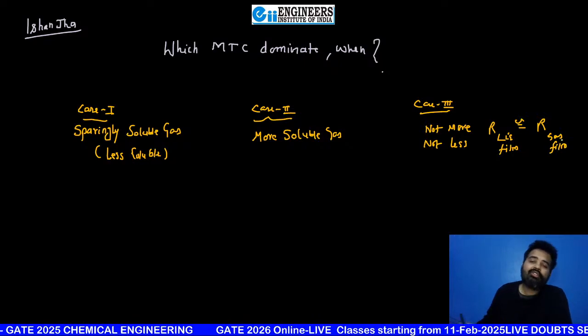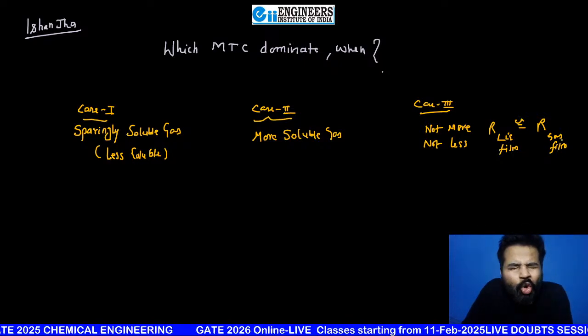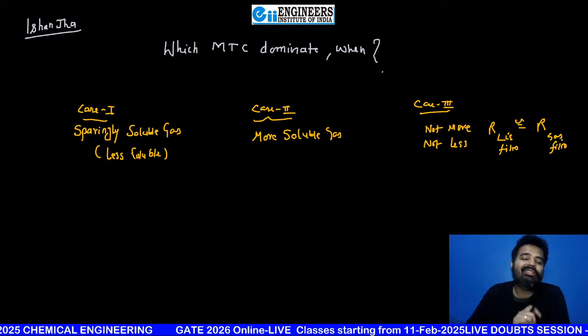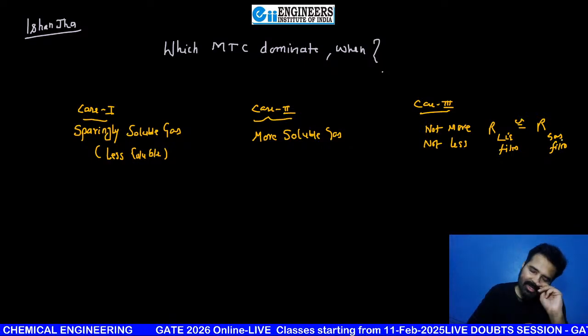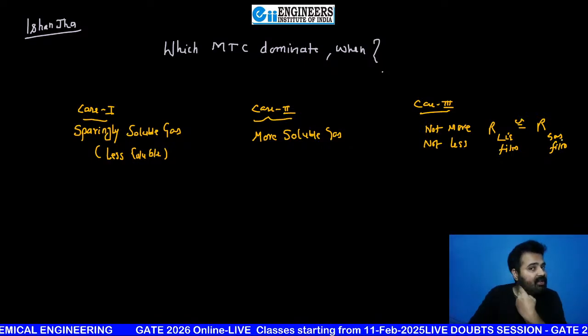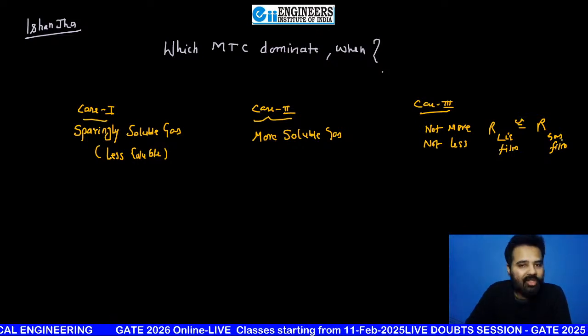Sir, mass transfer coefficient is also the same. No, resistance is the same, beta. Mass transfer coefficient is not the same even in this case. Okay, so inside the film, how much resistance is present?